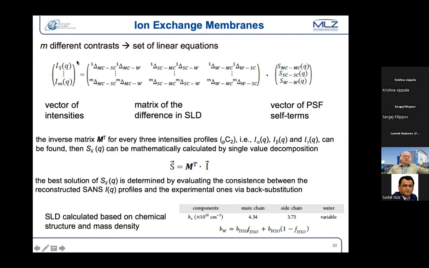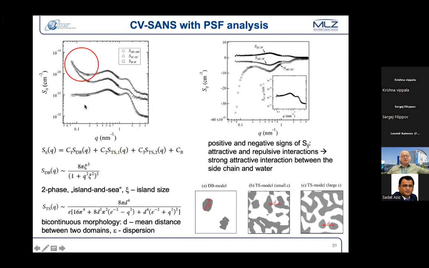And we resolve this equation: intensities, contrast matrix, and vector of partial scattering functions for self-terms. Resolving this equation and evaluating the consistency between the reconstructed SANS profiles and the experimental ones via Beck's substitution, we could obtain the self-terms for each of the 3 components in this system, knowing the scattering length densities and also the composition of the material.